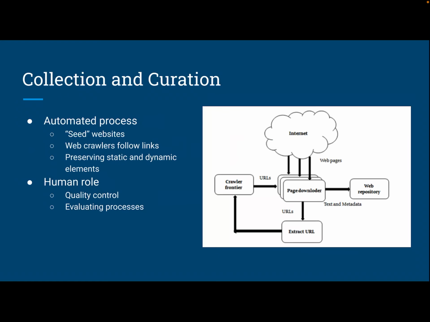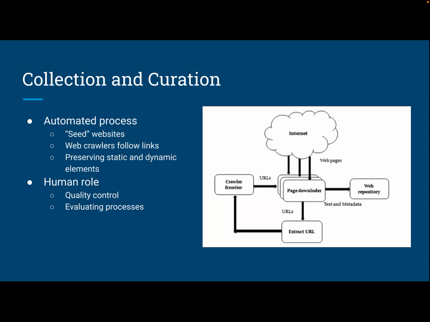When curating a web archive, most institutions use an automated process. So they start with seed websites. That's a list of websites that's relevant to your topic or event, and then use web crawlers, which is an automated program to follow and capture those links. So it starts at the seed website and then branches off into any links that are included on that website.